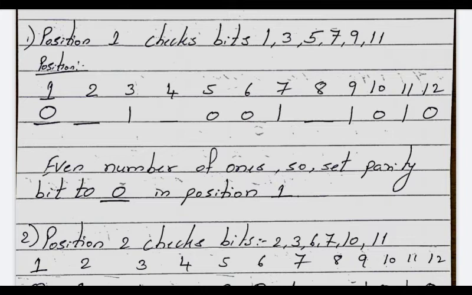What does the rule say? In these check bit positions, if an even number of ones are present, set the parity bit to 0 in position 1. So in these positions you have an even number of ones, so I am setting the parity bit to 0 in position 1. Now you set the 0 in the first position. Now you got the answer. I have written the 0 in parity bit position 1.